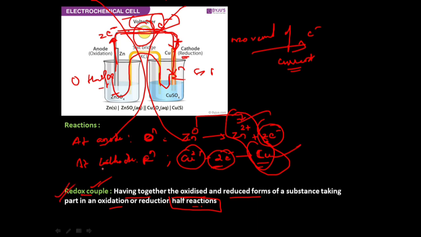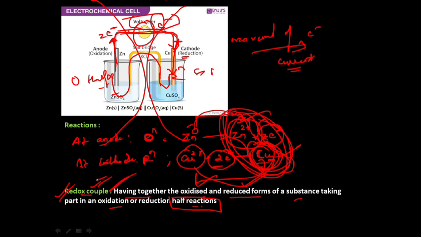So in the exam you write this definition, but practically you have to remember it like this. The oxidized and reduced forms of a substance: this is the oxidized form of zinc, this is the reduced form of copper, isn't it? So the oxidized form of a substance and the reduced form of a substance are called a redox couple.